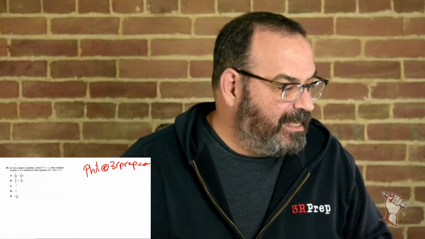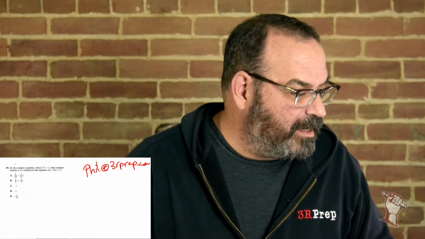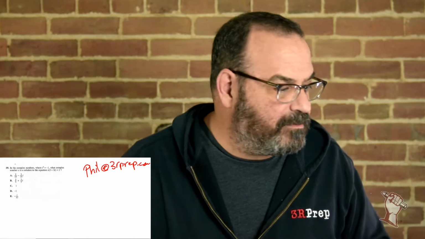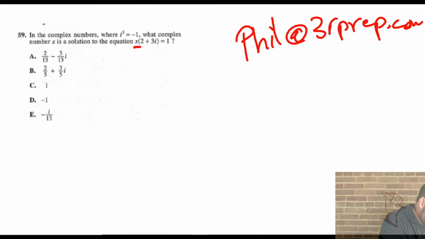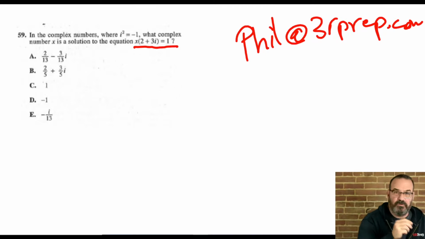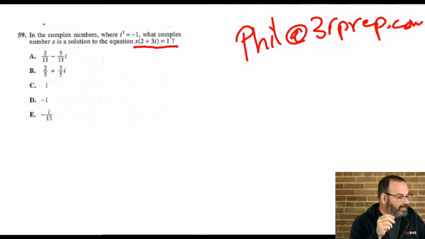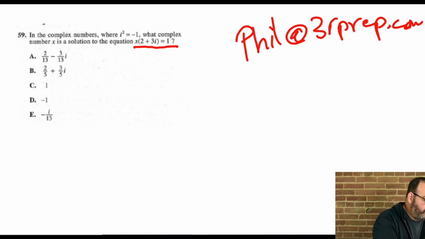And it says, in the complex numbers where i squared is equal to -1, what complex number x is the solution to the equation x times the quantity 2 plus 3i is equal to 1? And this is a 59 out of 60. It's supposed to be really, really hard. But let me show you real quickly.